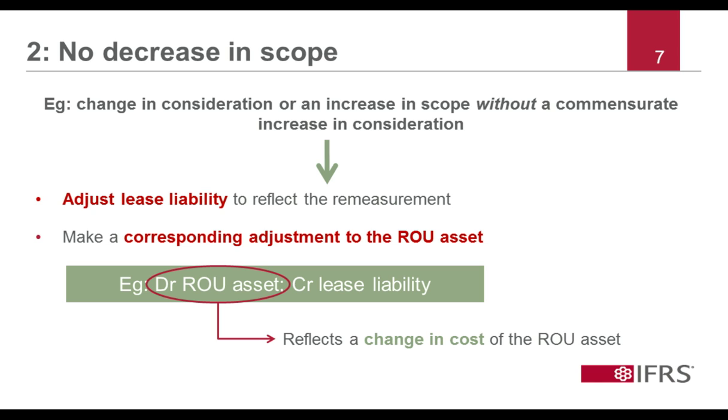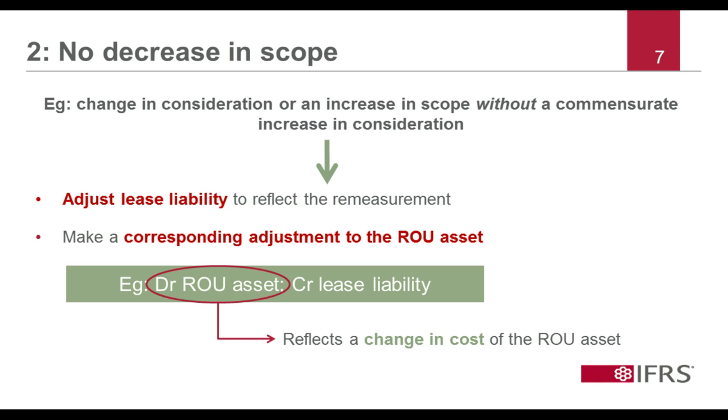This might be, for example, a change in consideration for the lease or an increase in scope without a commensurate increase in consideration. So, for example, adding some additional floor space to a property lease for which the additional consideration is less than would have been the case in a new standalone lease of the added space.